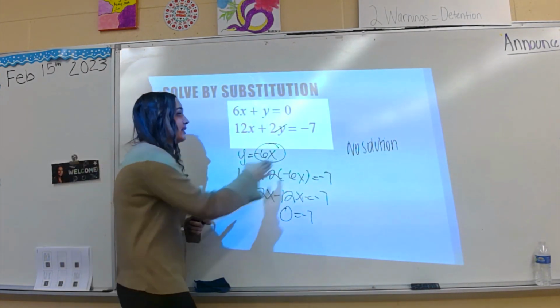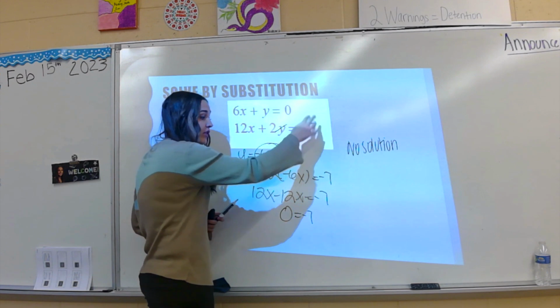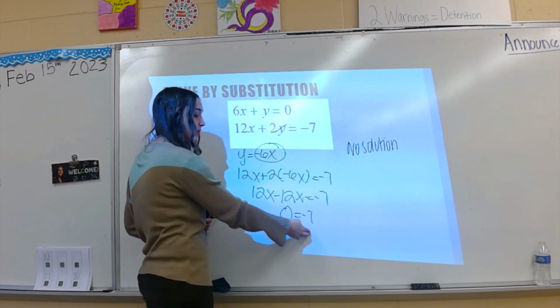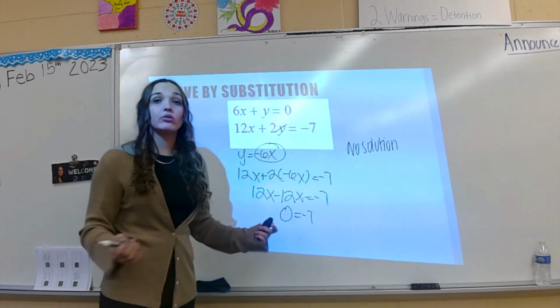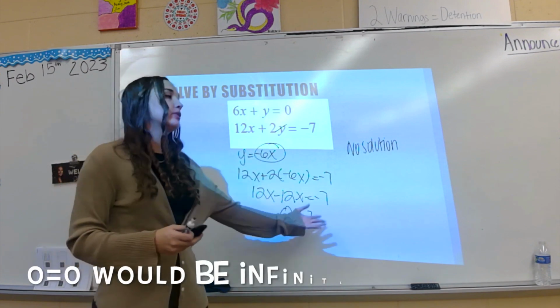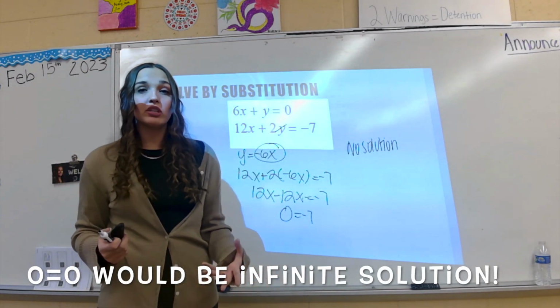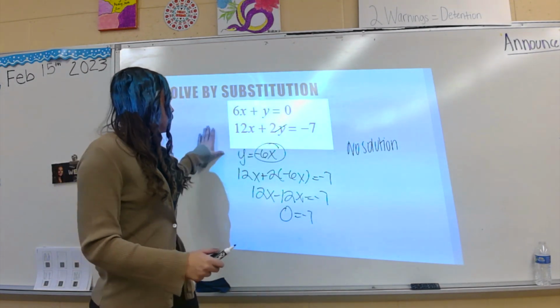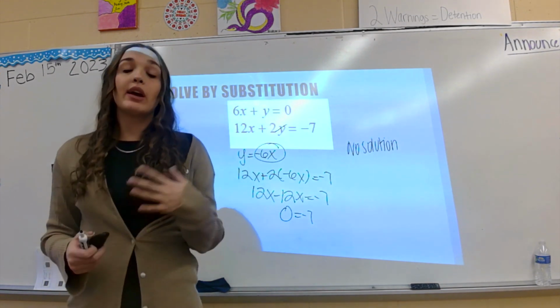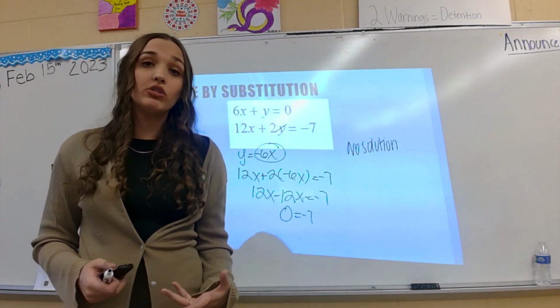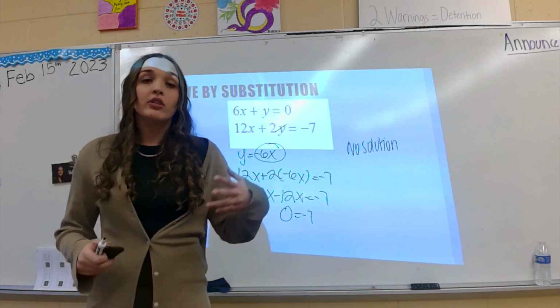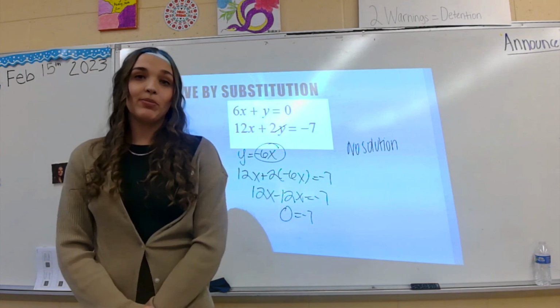However, if this was 0, and we ended up with 0 equals 0, or let's say it was 4 equals 4, that would be an infinite solution type of problem. So these are all the different types of ways that we could solve systems by substitution. I hope these were helpful to assist us when we have these types of problems.